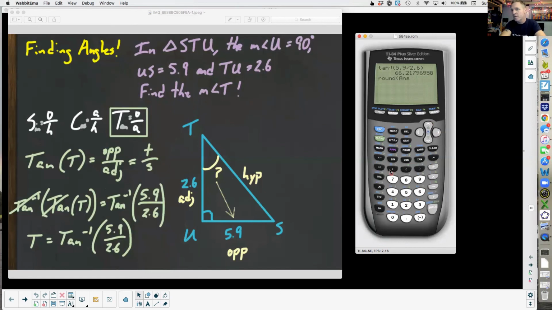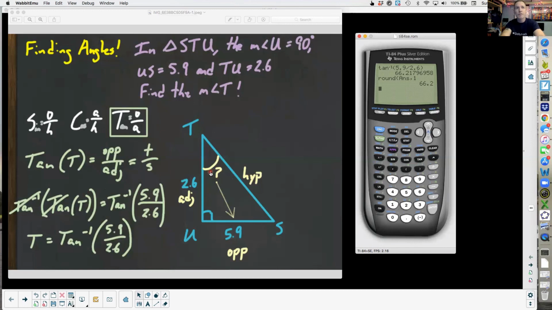I'm pretty sure it wanted it to the nearest tenth. Sometimes it wants it to the nearest degree. If it's the nearest degree, you would round it to 0 digits. In this case, I'm going to round it to 1. 66.2 degrees. So that's the measure of this angle. It's 66.2. So let's take a look in Delta Math at how we would use the Delta Math calculator.